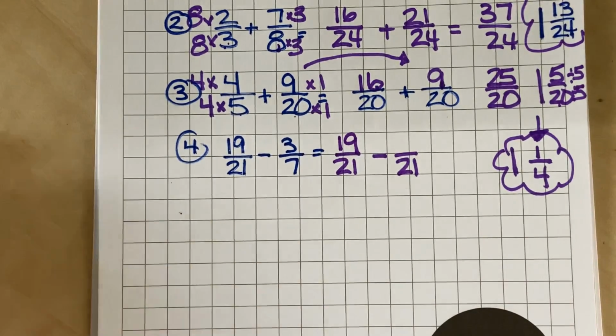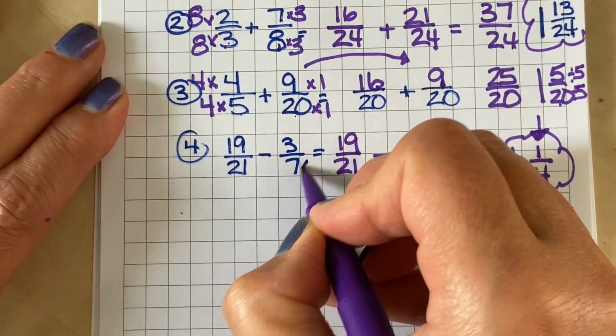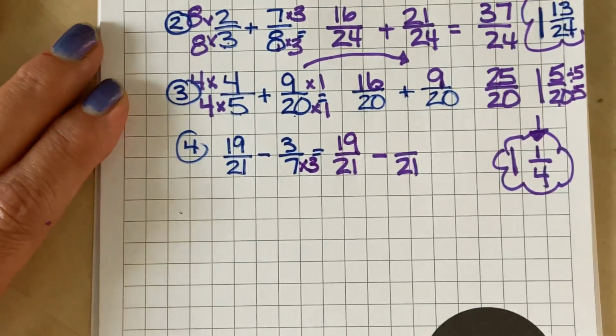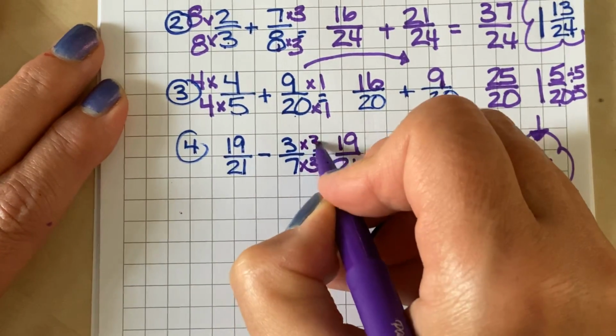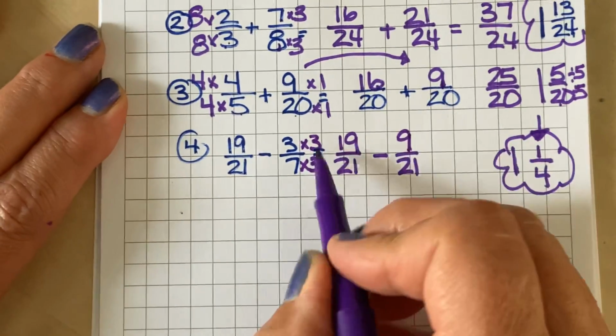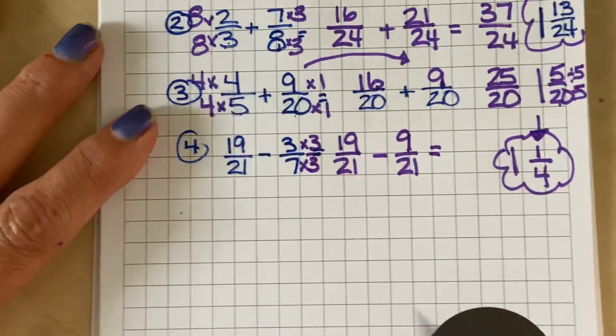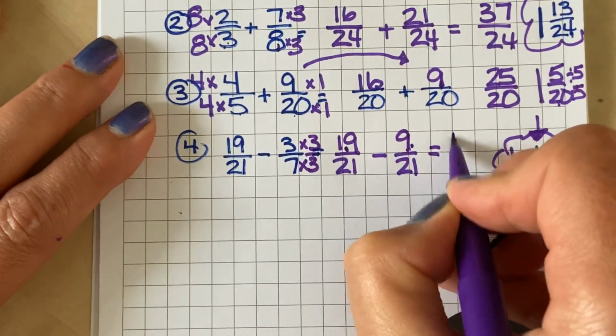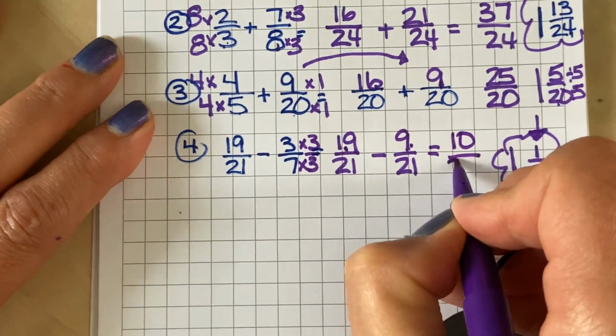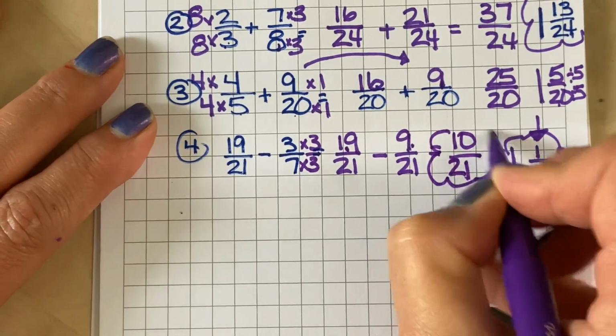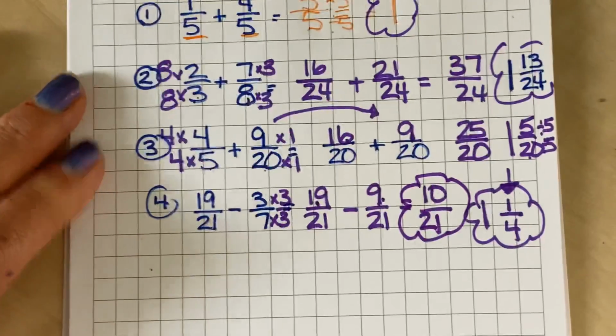This is the one I've got to change. So I multiplied 7 times 3 to get to 21. I'm going to multiply 3 by 3 to get 9 21sts. Whatever I do to the denominator, I do to the numerator. Now I can subtract it. 19 minus 9 is 10. 21, denominator always stays the same. All right, and we are finished.